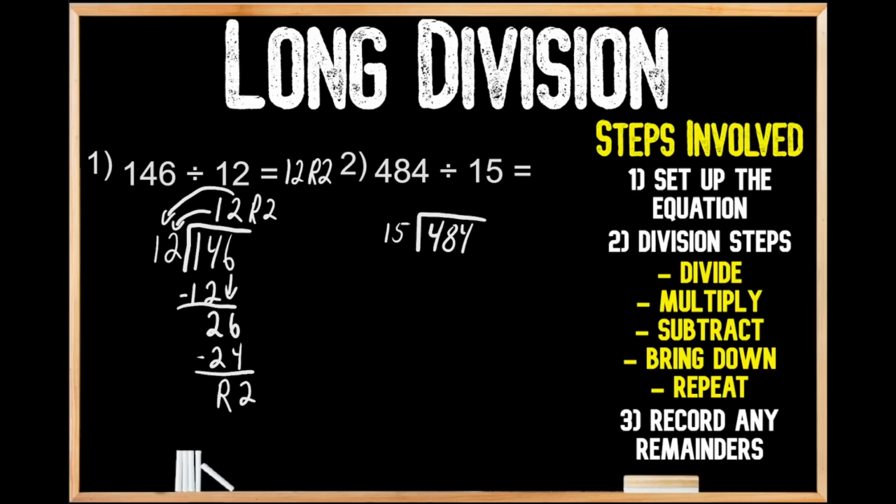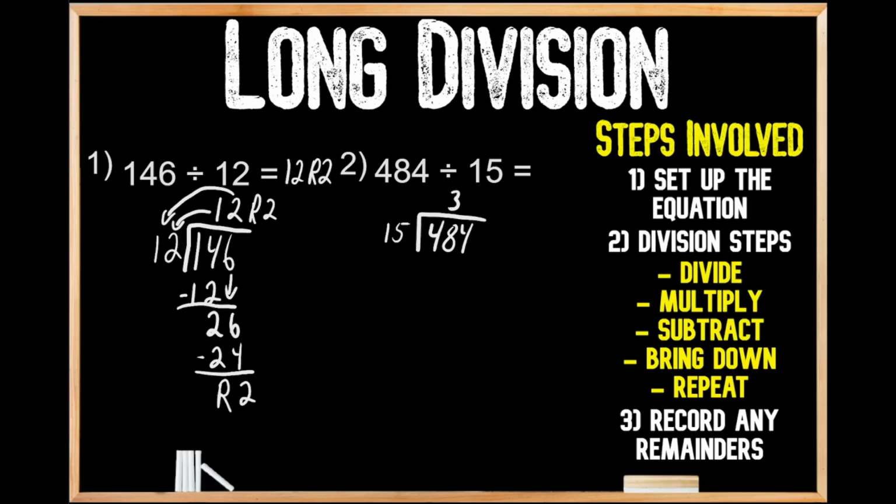And we can't make a group of 15 out of 4, so we're going to move from left to right and see if we can make a group of 15 out of 48, which we can. We can actually make 3 equal groups of 15 out of 48. So we're going to put the 3 above the 8 to show that we're dividing 48 by 15.